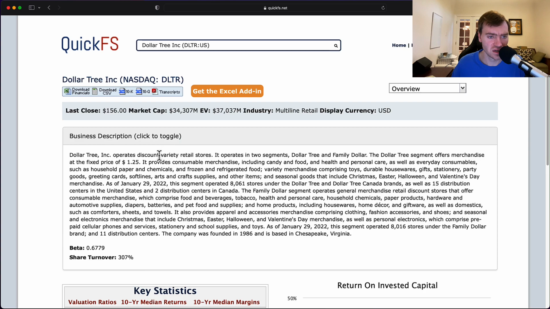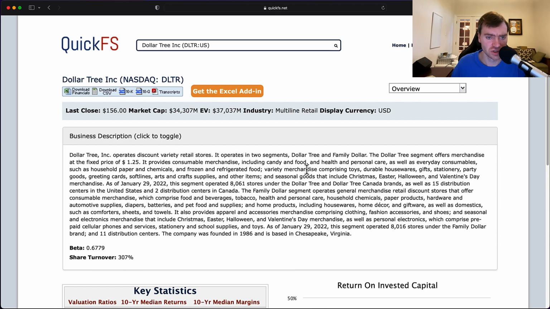It is a discount variety retail store, two segments, Dollar Tree and Family Dollar. I believe these are the brands of the retail stores themselves. The Dollar Tree segment offers merchandise at a fixed price of $1.25 and consumable merchandise. So this segment has 8,061 Dollar Tree stores. The Family Dollar one also has 8,000 Family Dollar stores. So you have about 16,000 dollar stores across the United States and Canada. Pretty large company, but basically operating the dollar store segment.